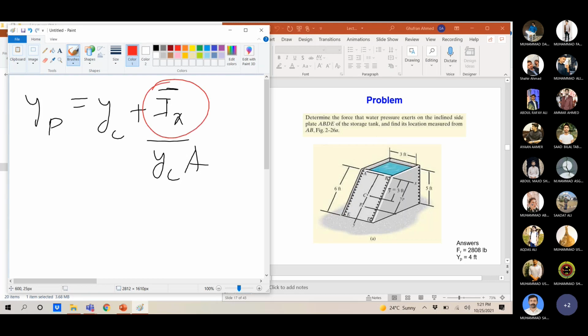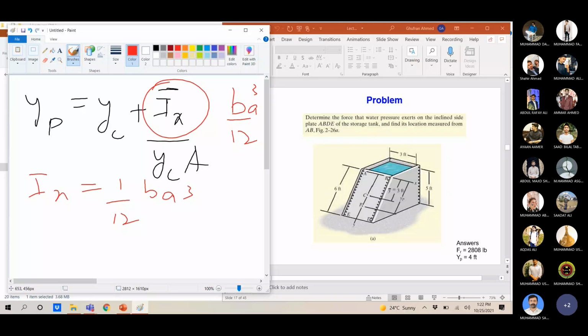So the only thing left in this formula is basically Ix. What is the formula of moment of inertia for a rectangle? Have you studied BA cube by 12 in engineering mechanics? Yes, sir. Okay, so it would be BA cube by 12. This is for the moment of inertia of a rectangle.